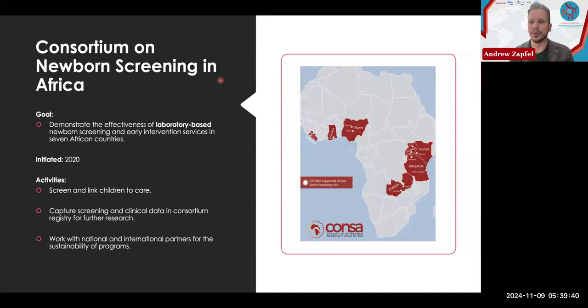As you can see on the map on the right, we have clinical sites located in Ghana, Liberia, Nigeria in West Africa, and in East Africa, Kenya, Uganda, Tanzania, and Zambia. This work was initiated in 2020, but since 2018, actually, there was a lot of work done by stakeholders and many of our global experts, as well as experts in these countries, to develop the plan in place to implement CONSA. And so we've had a lot of success over the years.